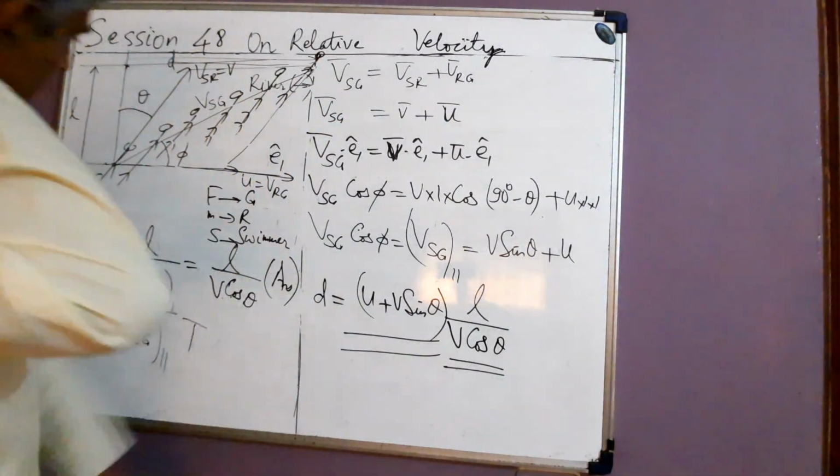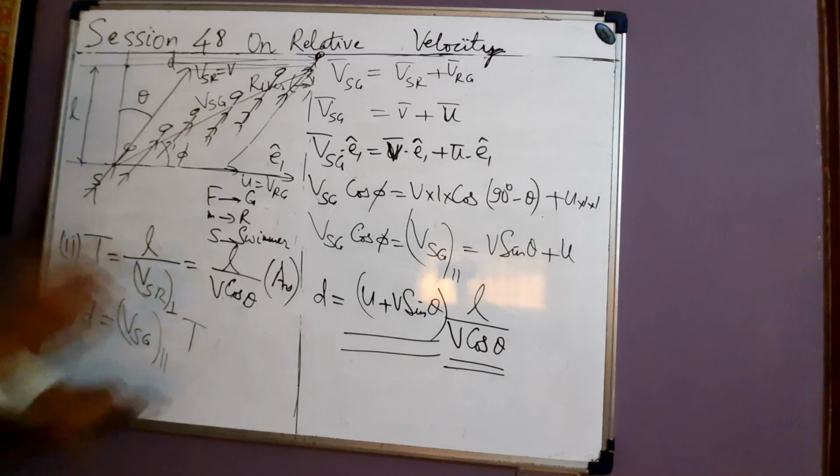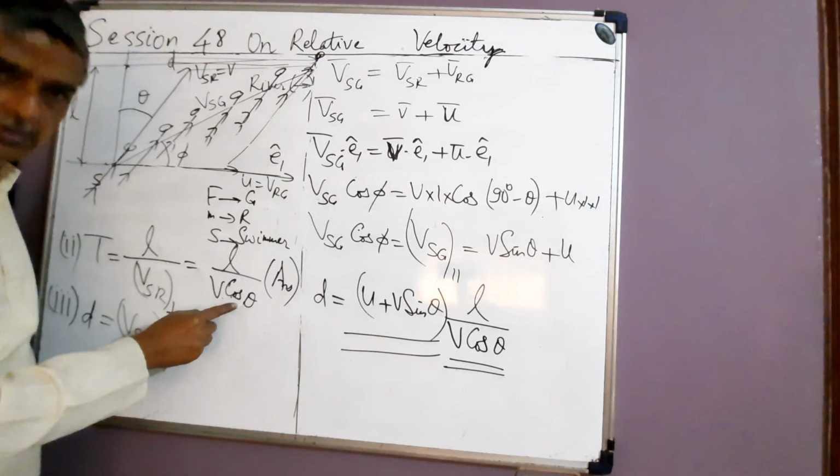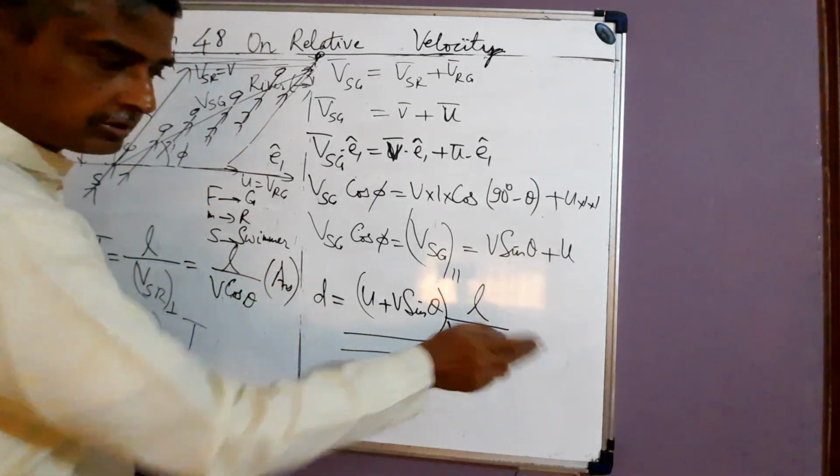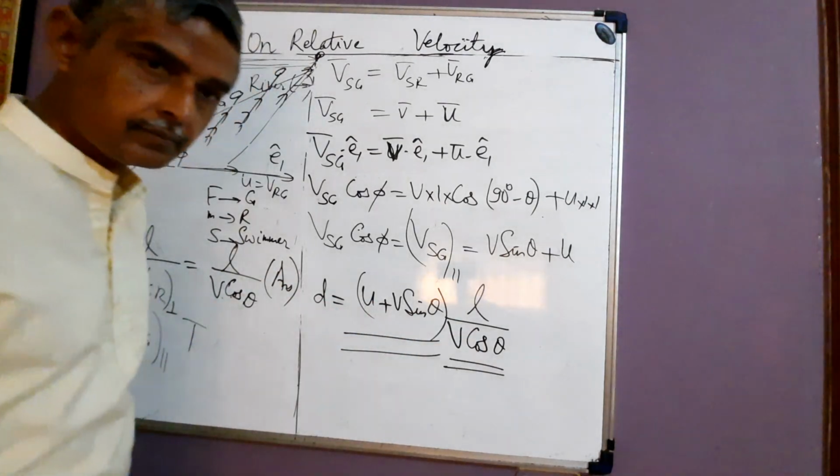So this is the drift. And this is the time taken. This was written by mistake as sin theta, it's just cos theta. And the drift is this much. And time is this much. And D is equal to this much. Alright. D is the drift of the swimmer. Alright. Fine.